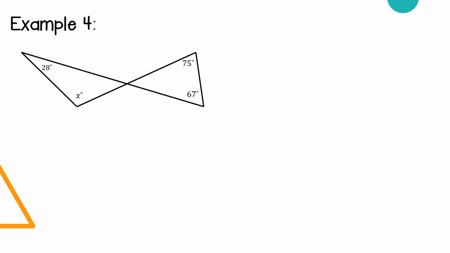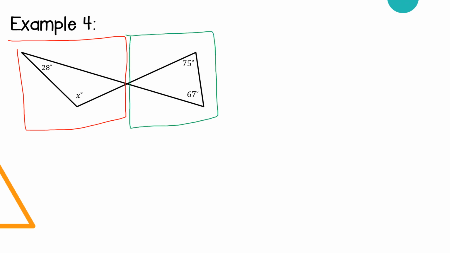For example 4, we do have just numerical values. However, we have two triangles within one picture. So remember that the triangle angle sum theorem says that the measures of the three angles within a triangle equal 180. So you need to make sure that you're thinking of this as two separate triangles. There's the triangle on the left, and then there's the triangle on the right. We are looking for x, which is in the triangle on the left.